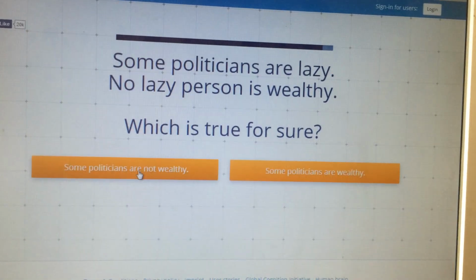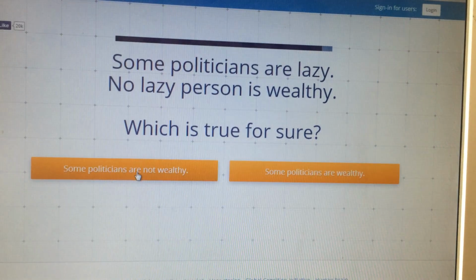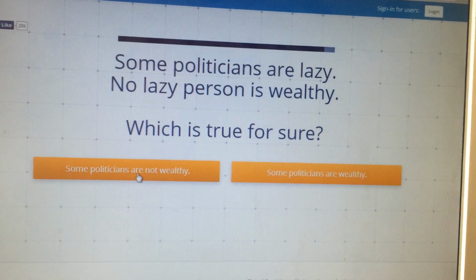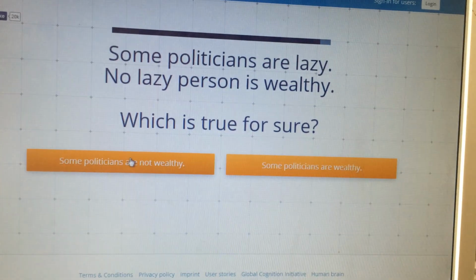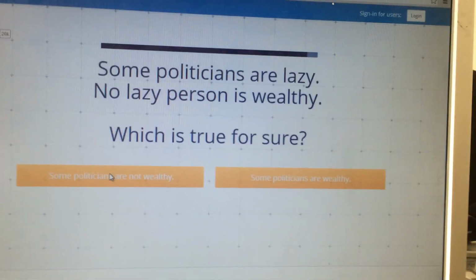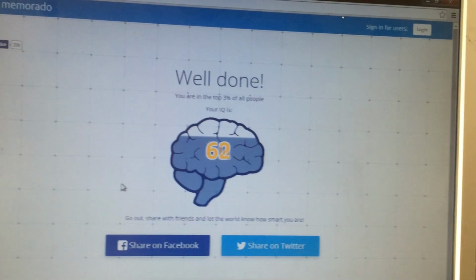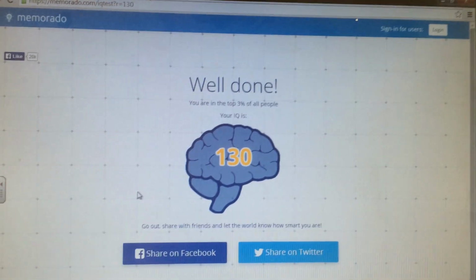It is telling you that. It's telling you that some are lazy, and it's telling you of these lazy ones, they're not wealthy. It tells you some politicians are not wealthy. It doesn't mention the politicians ever being wealthy. It doesn't say those that aren't wealthy are wealthy.